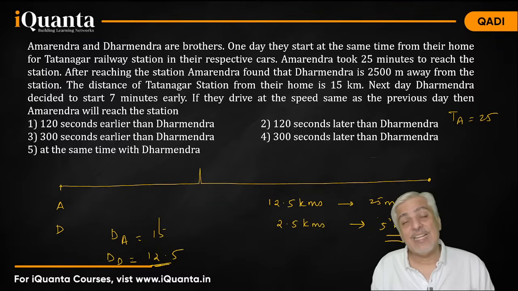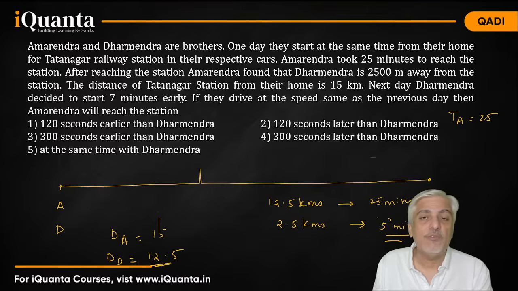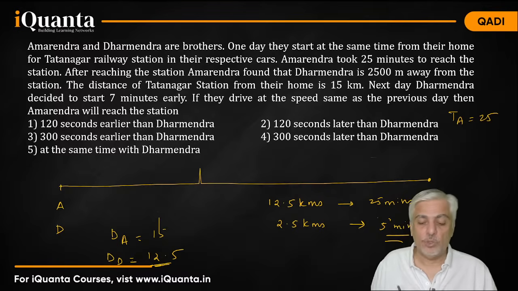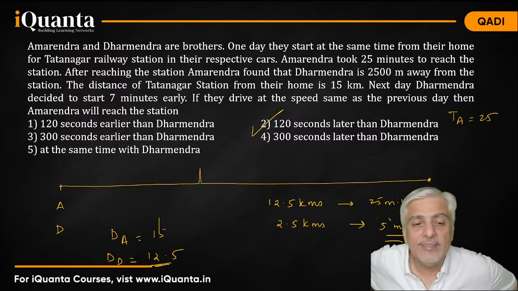But the next day he starts 7 minutes earlier. Which means in short, he will reach 2 minutes before his brother. See, he needed only 5 minutes extra. So, if he had started 5 minutes earlier, they both would have reached together. But because he has started 7 minutes earlier, Dharmender will be 120 seconds late. A will be 120 seconds earlier than Dharmender. Answer will be option 2. Everybody got that?